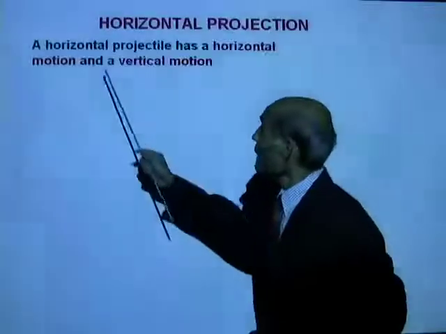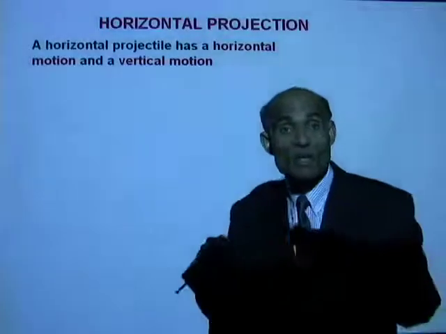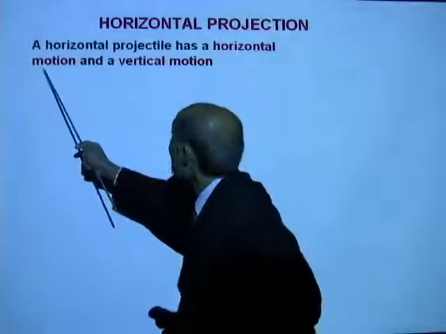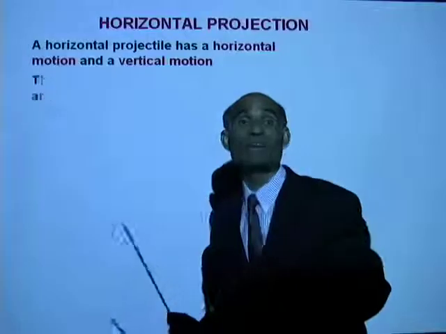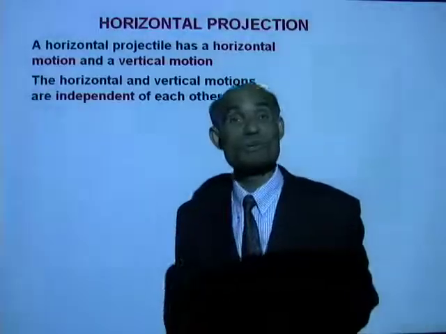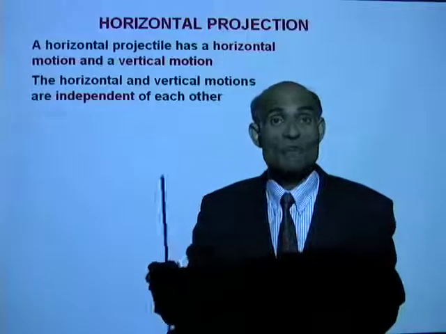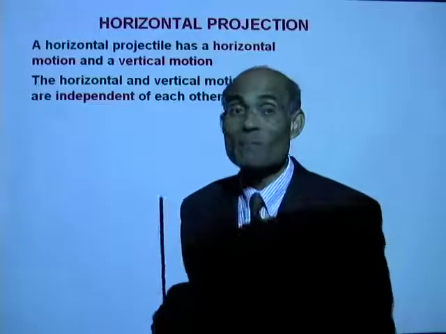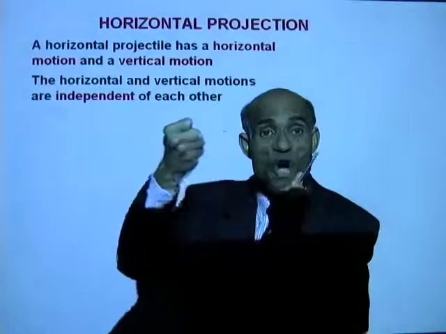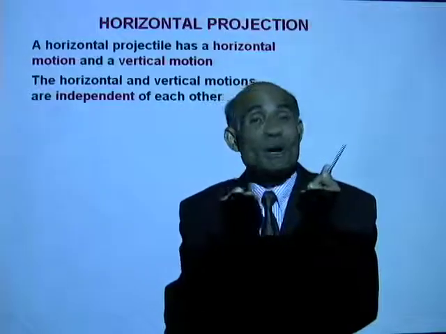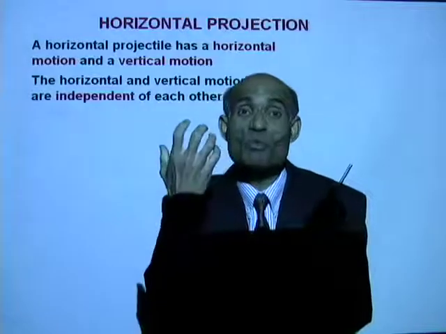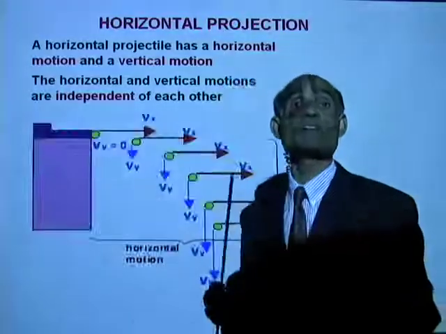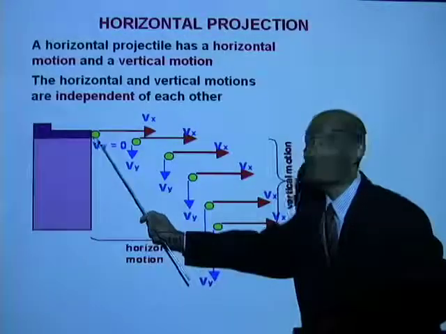Okay, now a horizontal projectile, that is what we're going to concentrate on in this part of the lesson, has a horizontal motion and a vertical motion. And I showed you some time ago that the horizontal and vertical motions are independent of each other. What does that mean again? The horizontal motion does not know that there is a vertical motion. In other words, the horizontal motion will not affect the vertical motion, and the vertical motion will not affect the horizontal motion.